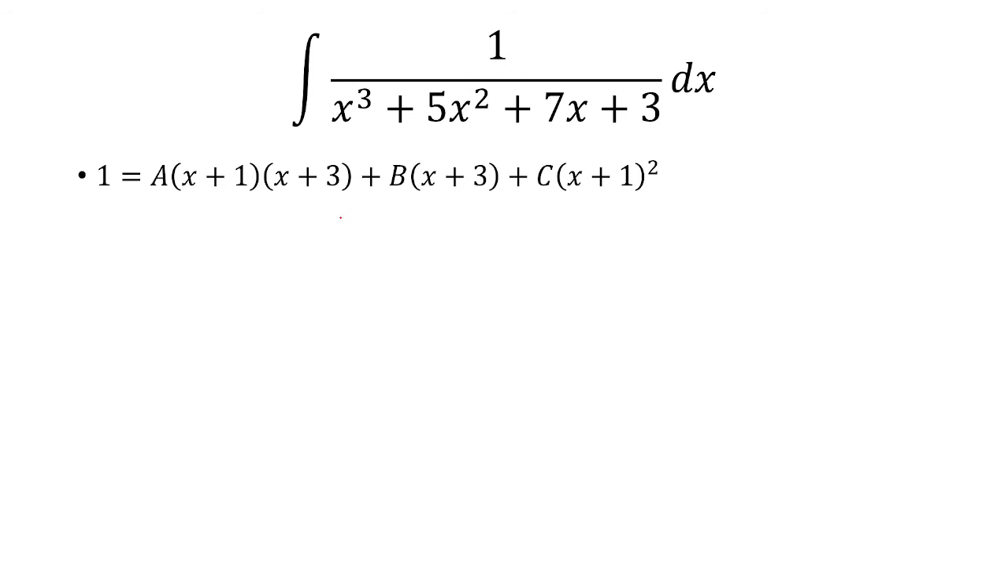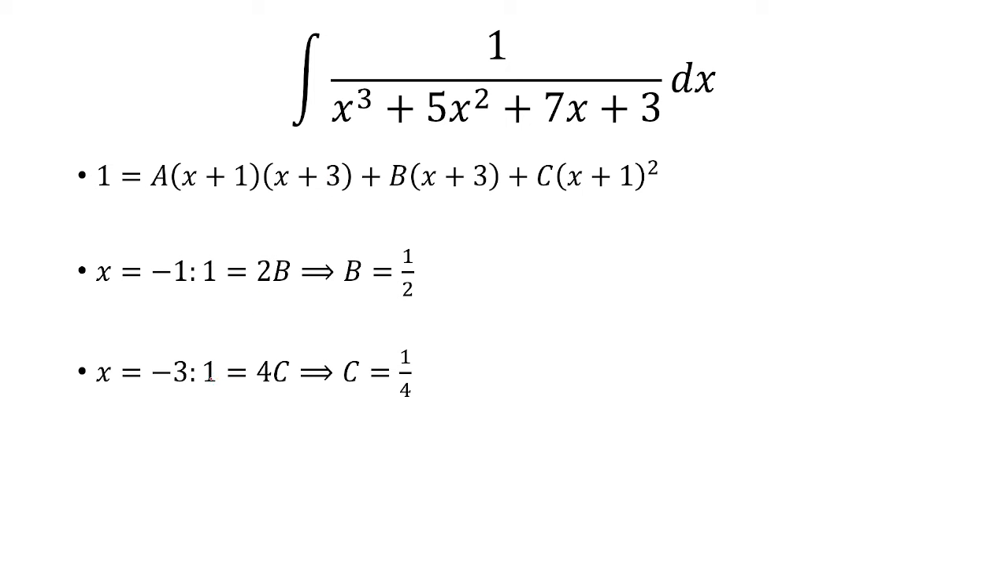So let's test x equals negative 1. And when x is negative 1, most of these will cancel, except the b term. So we get 1 is equal to 2b, which means b is 1/2. Next, we're going to cancel out the x plus 3 factor, so we'll let x equal negative 3. To get 1 is 4c, which means c is 1/4.